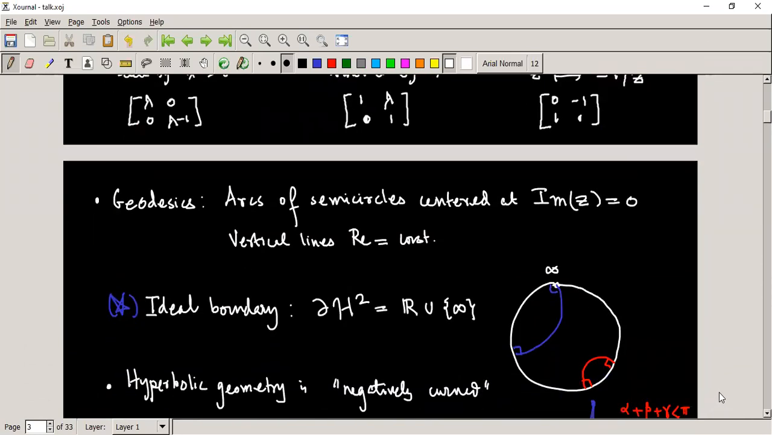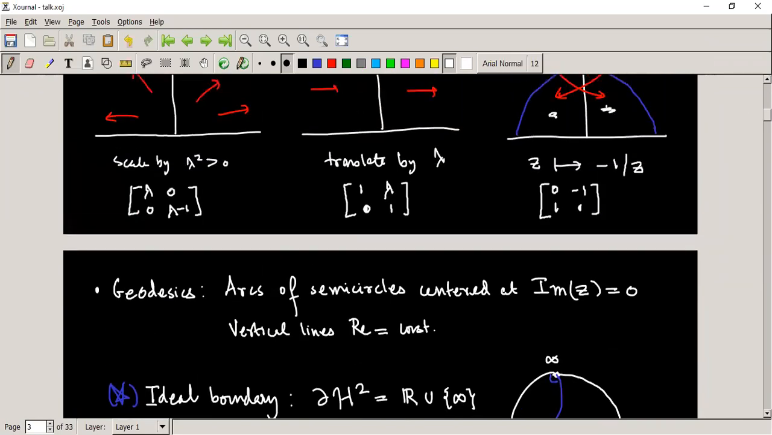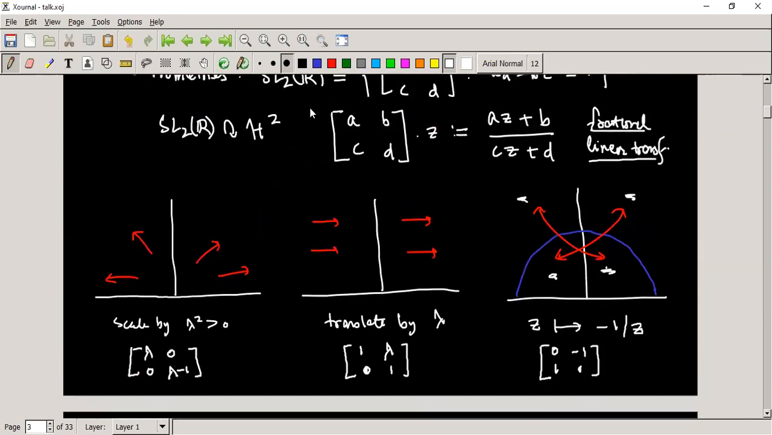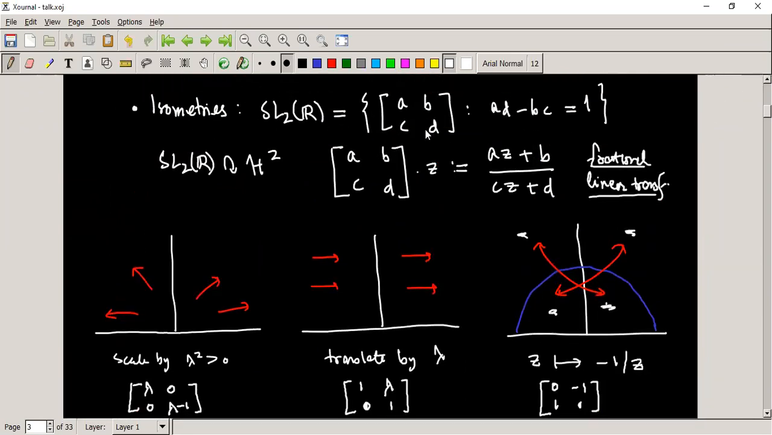Now that you know what the isometries are, we ask the question: what things are preserved by the isometry? So now we are defining the geometry more classically. This is a backwards way of thinking. The things which are preserved are exactly circles, or really semicircles, because that's exactly what these fractional linear transformations preserve. They send circle to circle, rather.